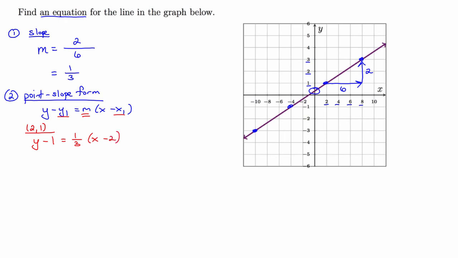But just as correctly, we could have also used the point (8, 3). Had we stated it using the point (8, 3), another correct answer would have been y minus that y value of 3 equals 1/3, the slope, in parentheses x minus that x value of 8. Both of these answers, y minus 1 equals 1/3 quantity x minus 2, and y minus 3 equals 1/3 quantity x minus 8, are correct.